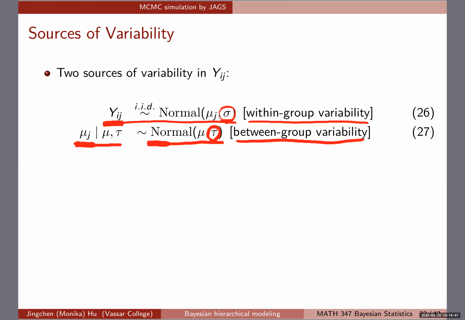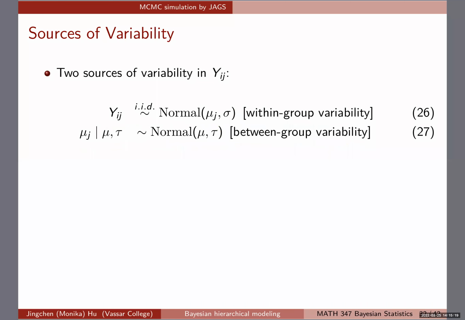Given how we set up equations 26 and 27, I hope it makes sense that if we want to compare which one is more dominant, we can directly compare sigma and tau. Sigma tells us the within group variability, tau tells us the between group variability, and we have posteriors for both of them once we have done our MCMC estimation. So we can directly compare them to figure out which source of variability is more dominant than the other one.